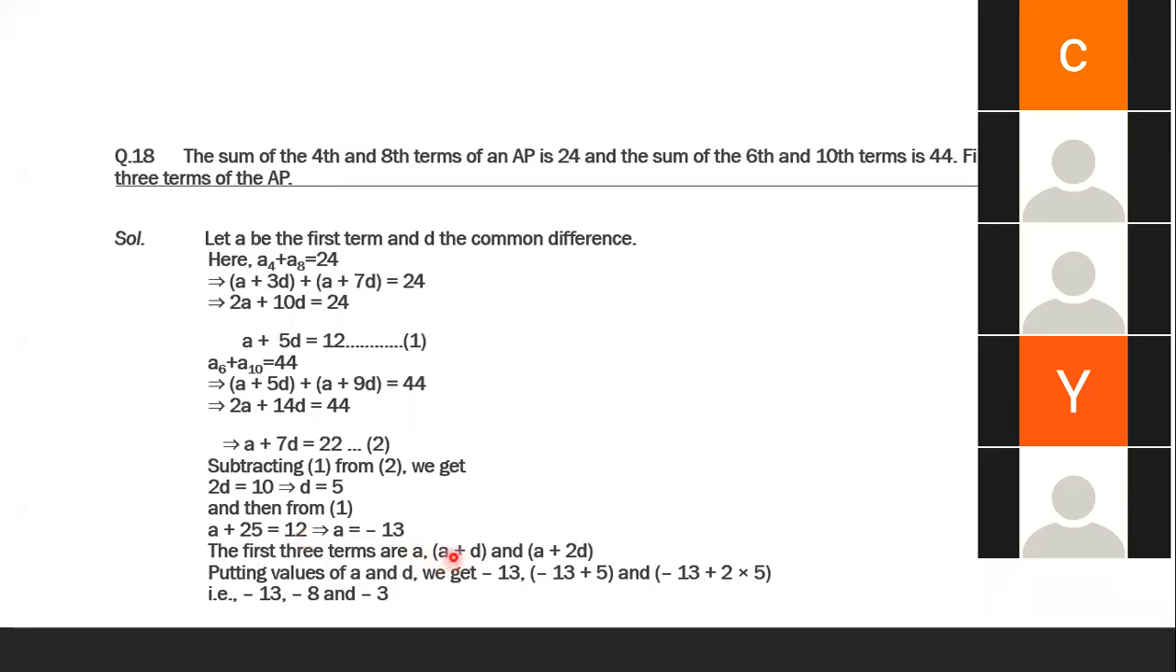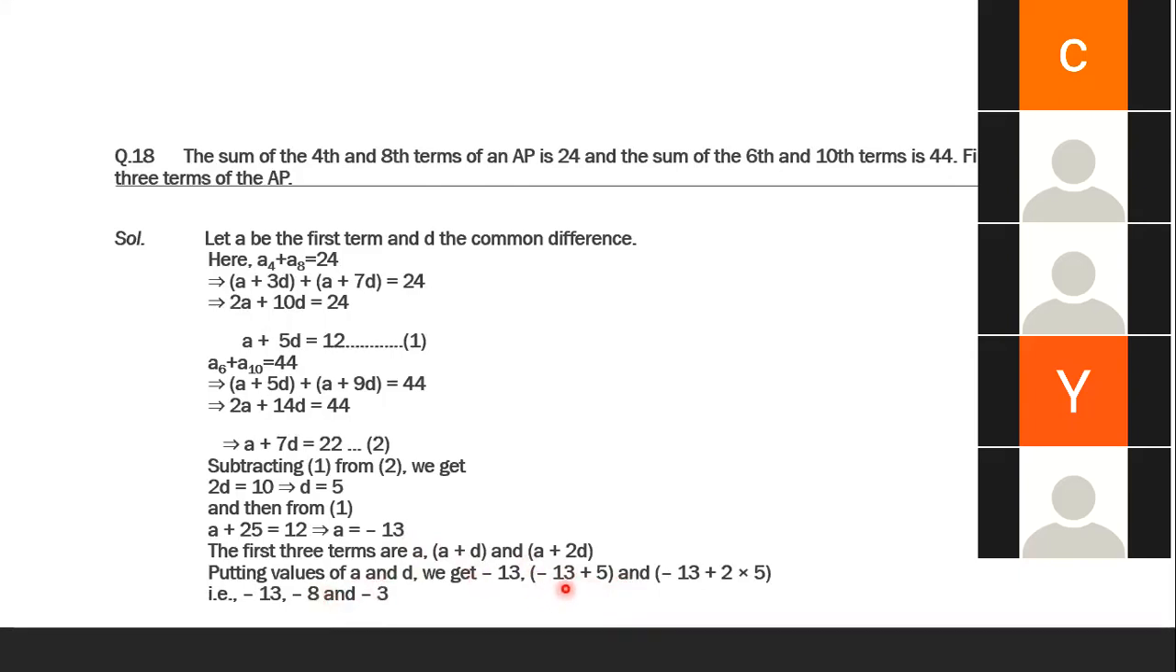See, first 3 terms they're asking us to find out. Find the first 3 terms of the AP. First 3 terms of the AP are A, A plus D and A plus 2D. So here we have got A value also and D value also. A value, the first term, we have already got: minus 13. Second term means A plus D, that is minus 13 plus 5. Am I clear, children? Minus 13 plus 5 is minus 8.